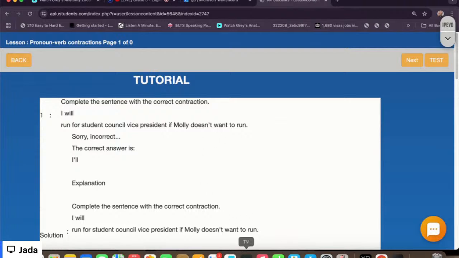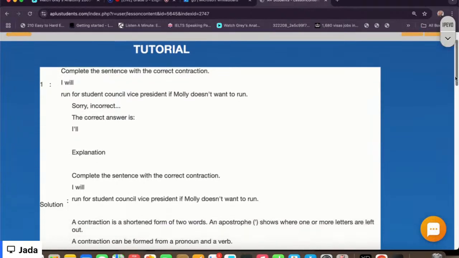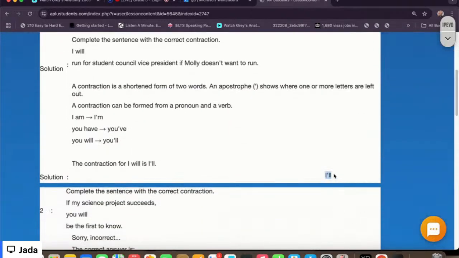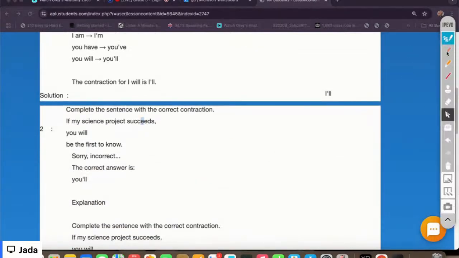Complete the sentence with the correct contraction. I will run for student council president if Molly doesn't want to run. So you have to complete this with the correct contraction. If you say I will, that means the contraction will be the shortened version of it. If my science project succeeds, dash you will be first to know. So you will. So we have you will, and if you want to shorten it, it becomes what? You'll. Okay.